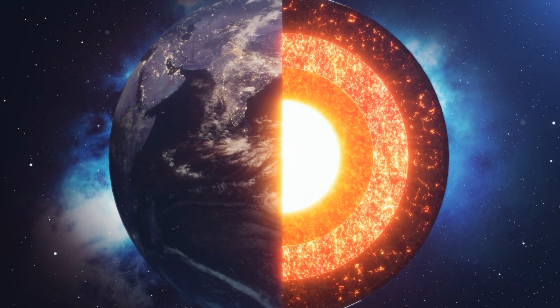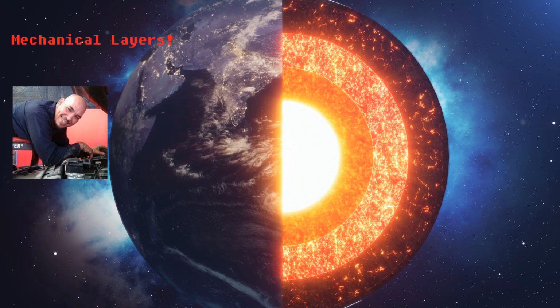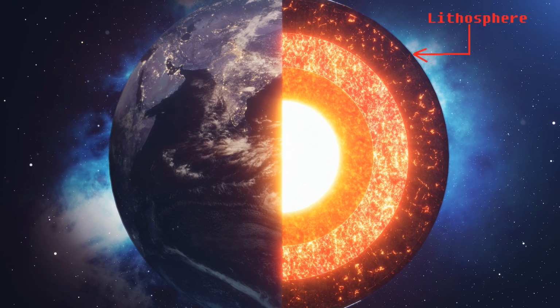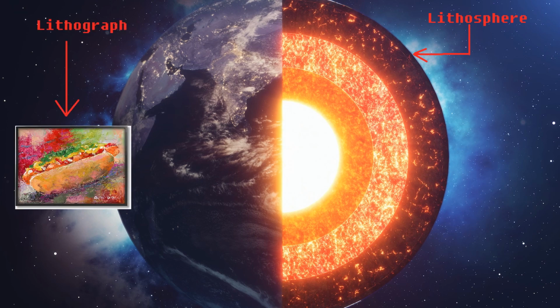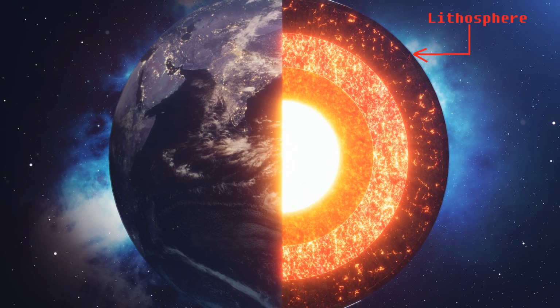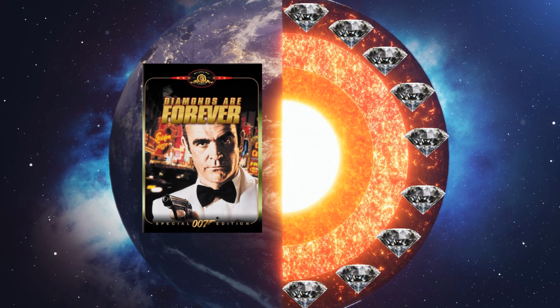Now we're moving on to the mechanical layers. The first mechanical layer is the lithosphere. Its depth ranges from 10 to 200 kilometers deep. The state of matter is a solid, and the temperature is 0 degrees Celsius up to 500 degrees Celsius. It's made of oxygen, sodium, magnesium, iron, and nickel. A fun fact about the lithosphere is that diamonds are created at the base of the lithosphere.